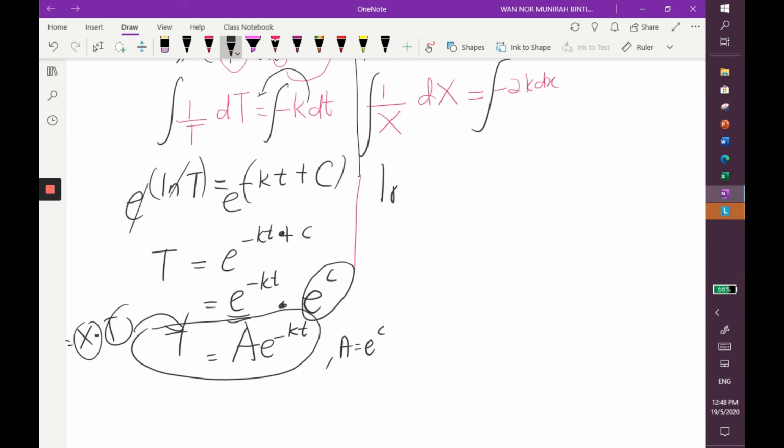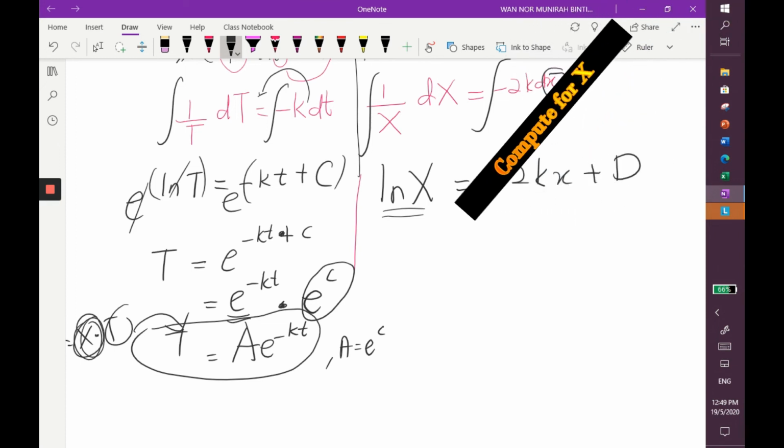So you have natural log x equals negative 2k. This time around, not x and not t, because you integrate with respect to x. So you have 2k x plus, let's say d, a constant. We don't want natural log x. We want x here as your solution.